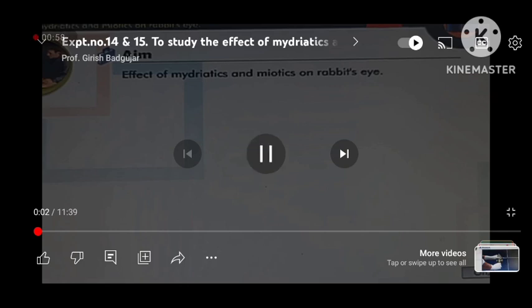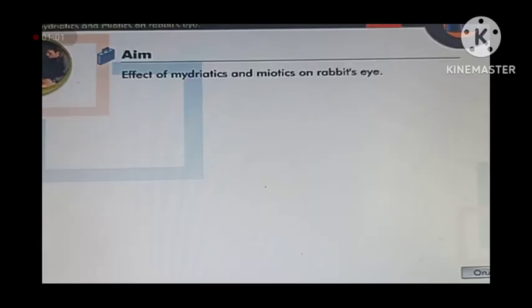Girish Bargulio, and I welcome you all to study experiments of pharmacology. The title of this experiment is to study the effect of mydriatics and meiotics on rabbit's eye. Let's have a look at the objectives of the experiment.